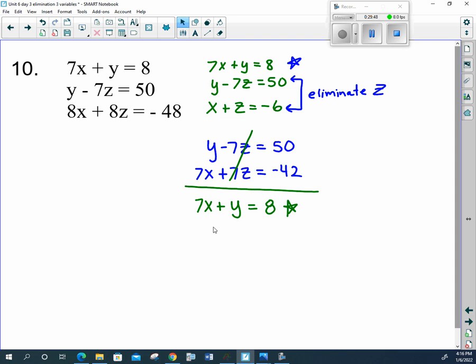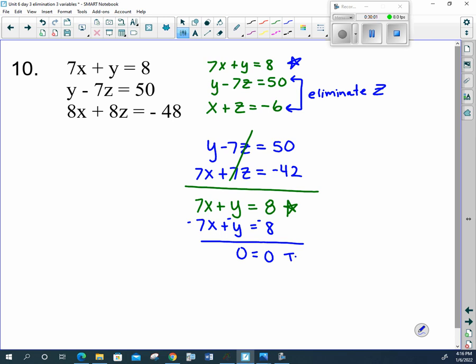But that looks very similar to my first start equation. 7x plus y equals 8. So if I subtract those, I'm going to end up with 0 equals 0. And 0 equals 0 is a true statement. So since it's a true statement, I know my answer is infinite solutions.